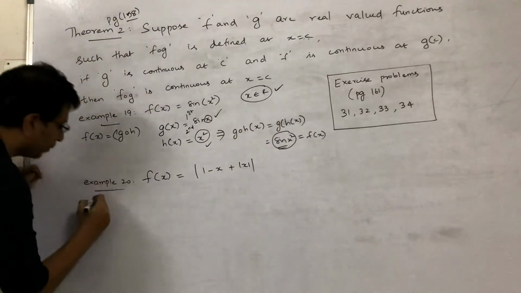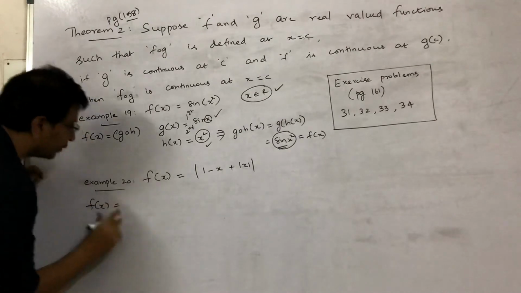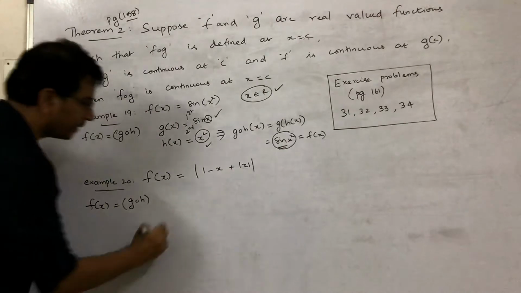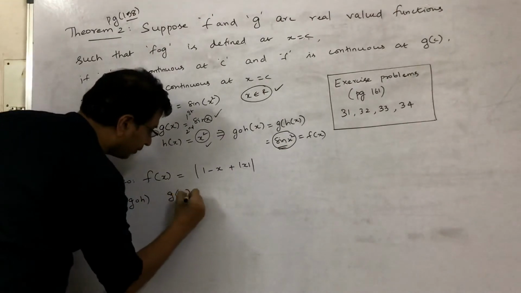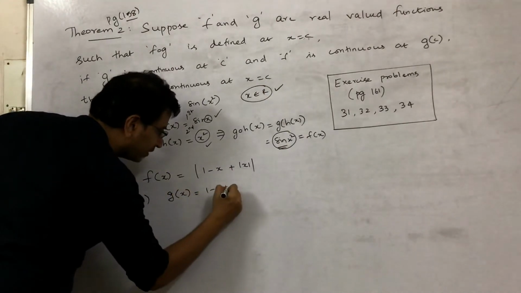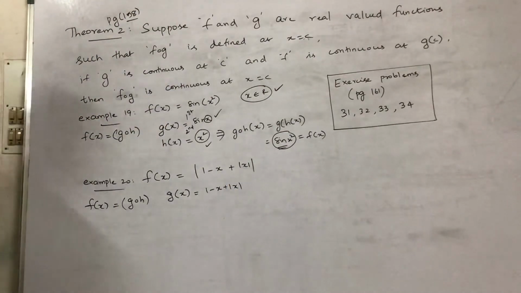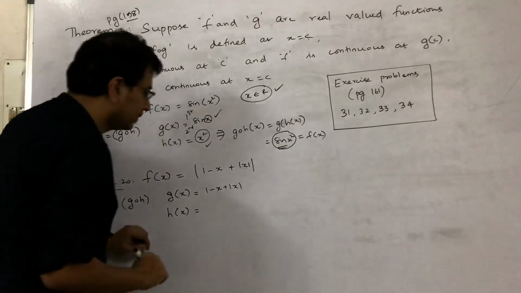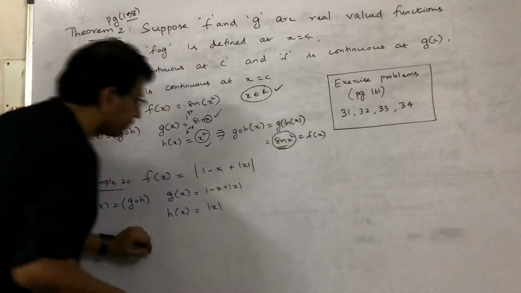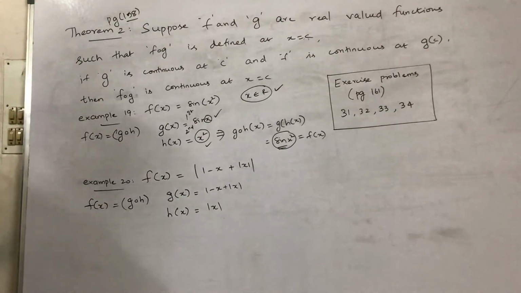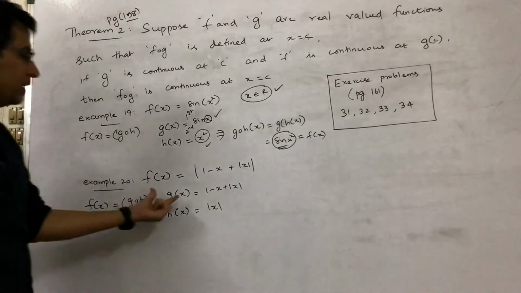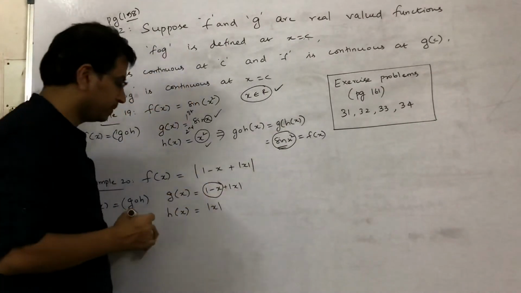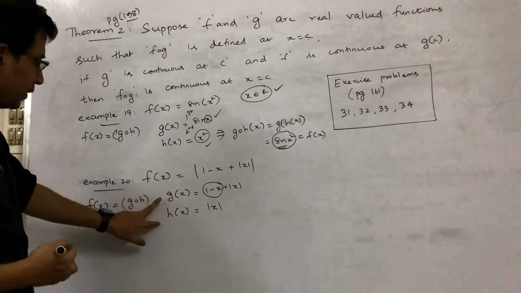So similar to the previous problem, I will assign this f of x to two other functions g and h. I will write it as g circle h, where I am writing g of x as 1 minus x plus mod x, and I will write h of x as mod x. So when I write it like this, what can we conclude? Observe the g of x. This g of x is nothing but 1 minus x plus mod x, right? So what will g circle h of x be?